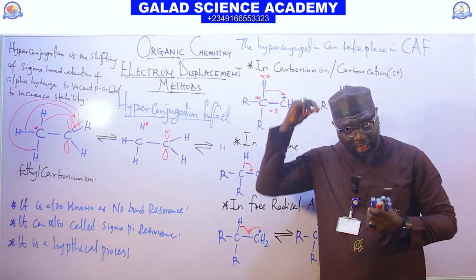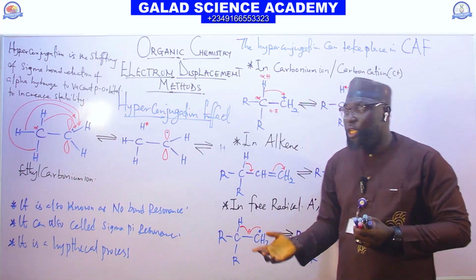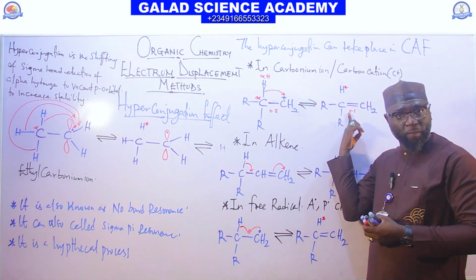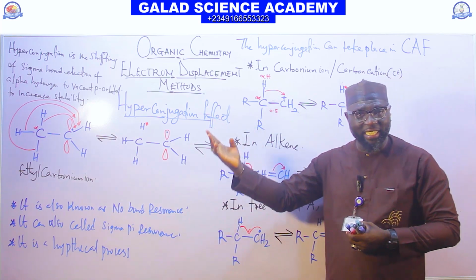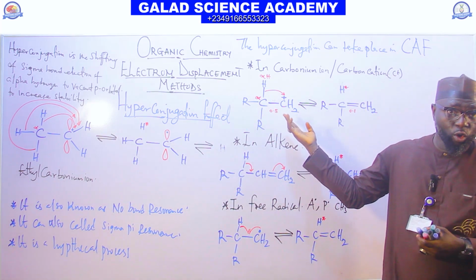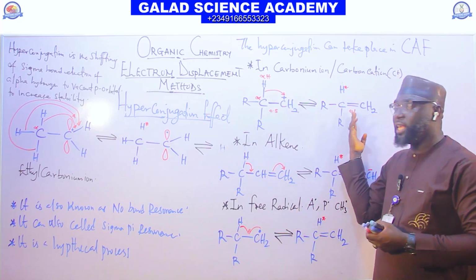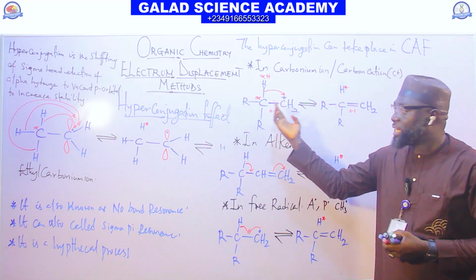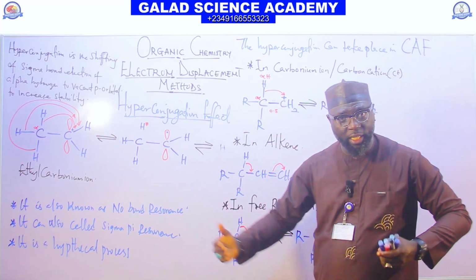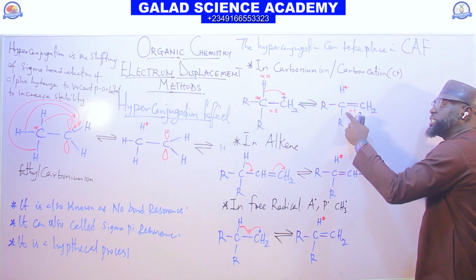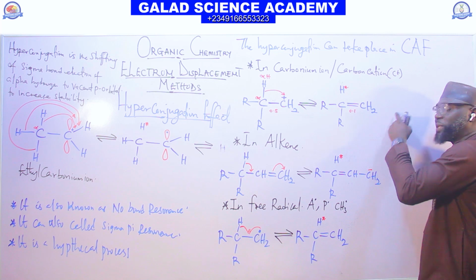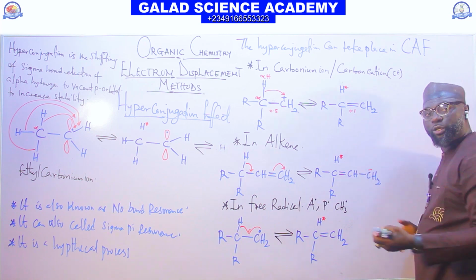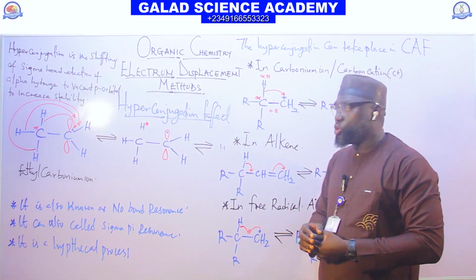If you remember bond length, this one is sp3 hybridization and the other is sp2 hybridization. As the s character increases, the bond length reduces. So sp2 has a long bond length compared to sp, and the one in sp3 is shorter than this. As the bond order increases, the bond length reduces.